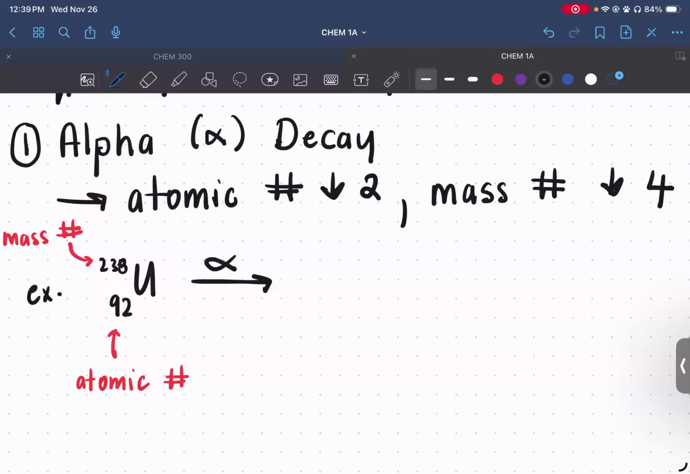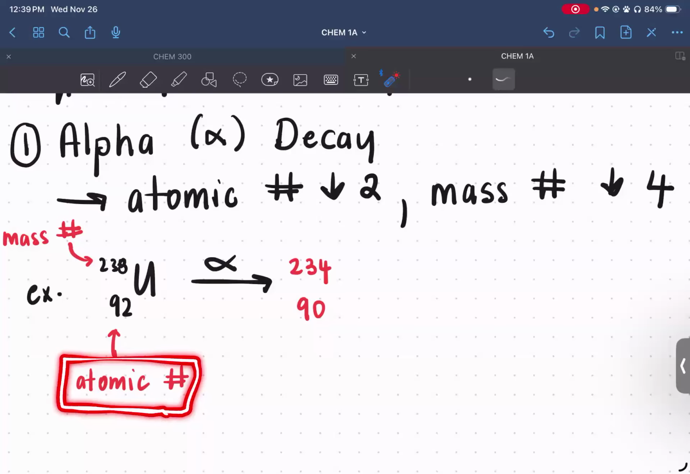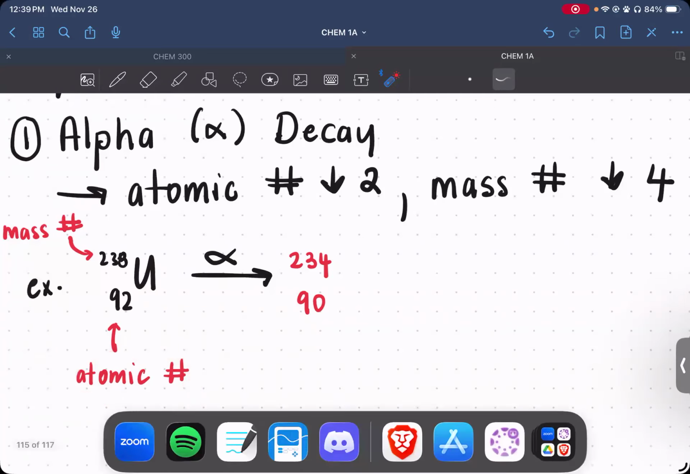We know that as a result of alpha decay, the atomic number goes down by 2. 92 minus 2 is 90. And the mass goes down by 4. 238 minus 4 is 234. But as we write this, maybe we remember that atomic number is probably the most unique identifier of an atom.